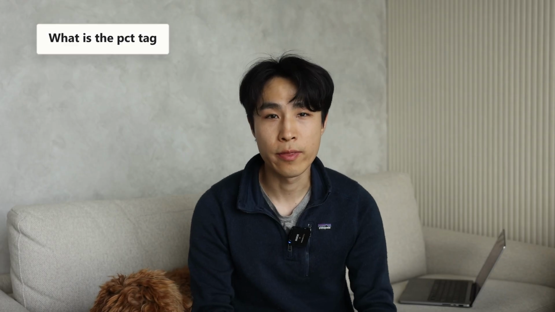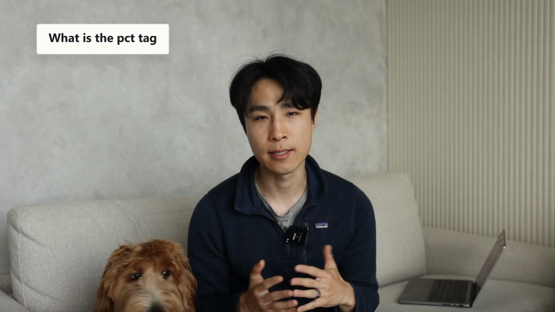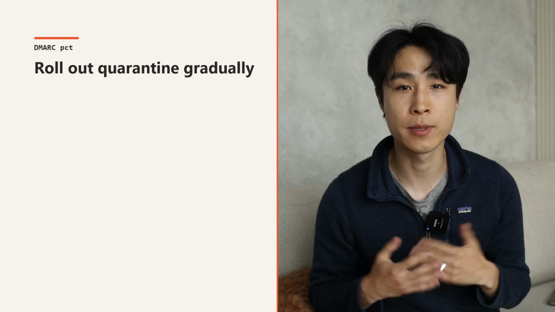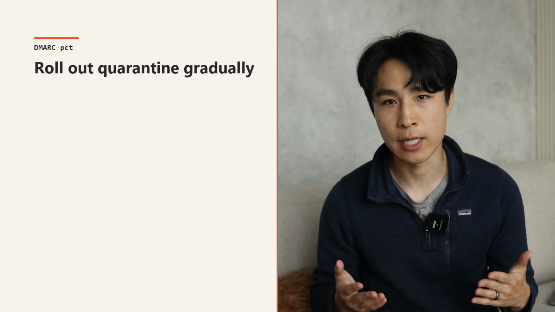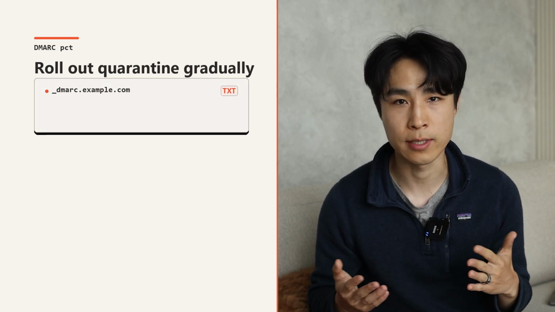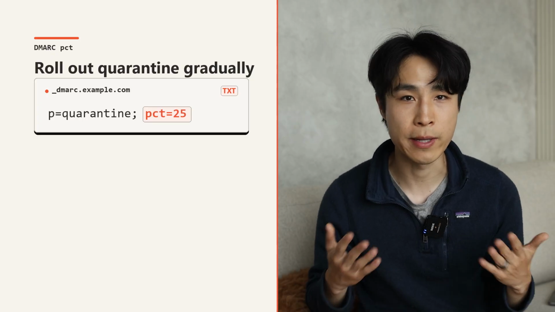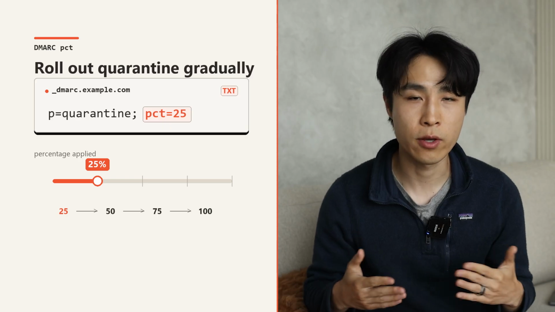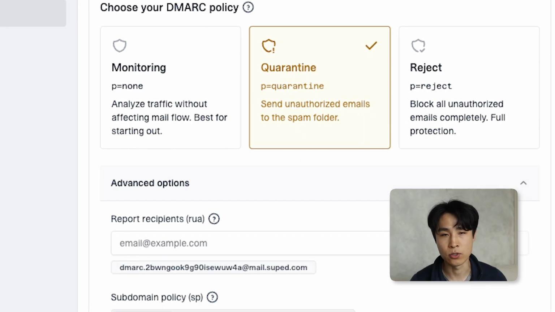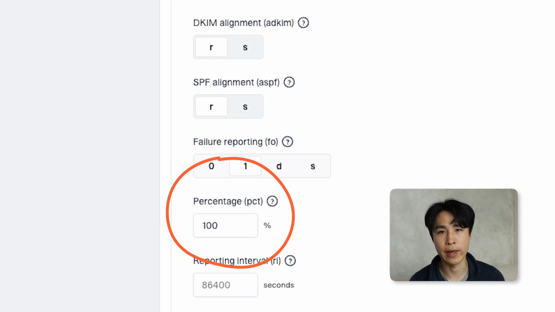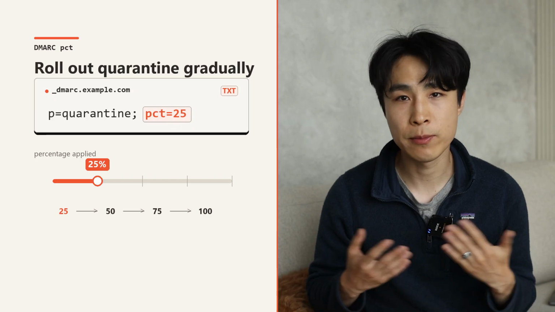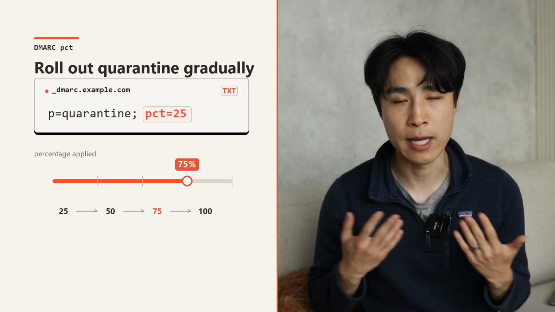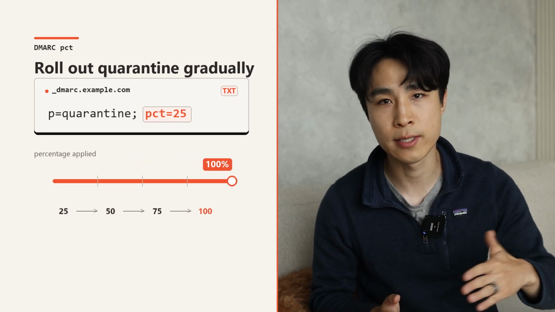Now there's one more thing worth understanding here, and that's the PCT tag. When you move from none to quarantine, you don't have to apply it to 100% of your emails immediately. You can write your DMARC record as P equals quarantine, PCT equals 25, which just means that only 25% of your failing emails get treated as suspicious. The rest go through normally, and it's a way of easing into enforcement and catching any problems before they affect your full mail flow. You ramp this up, so you start at 25, then 50, and then 100 as you get more confident. And the same logic applies when you move from quarantine to reject.